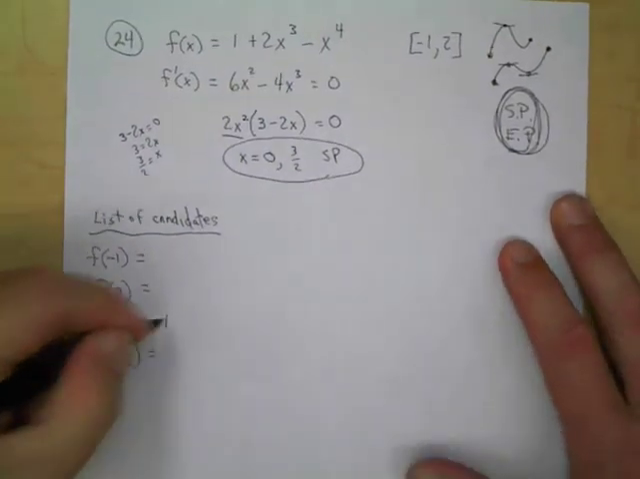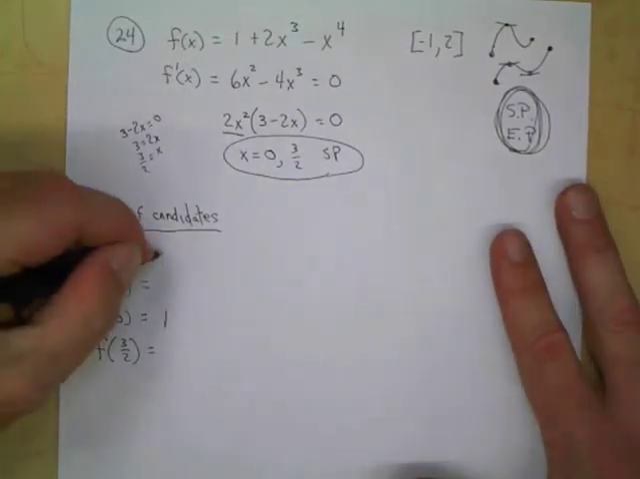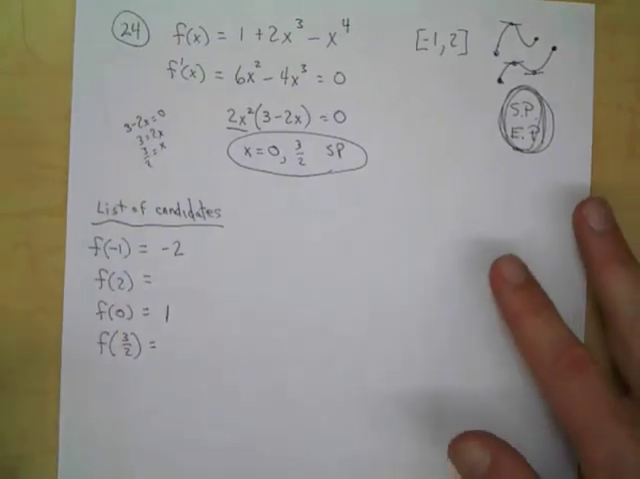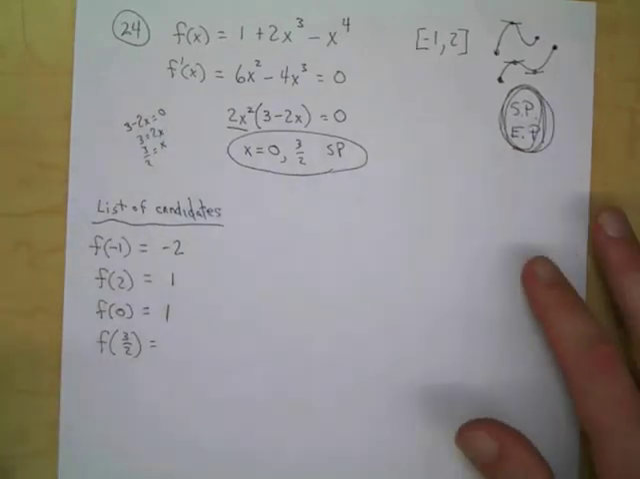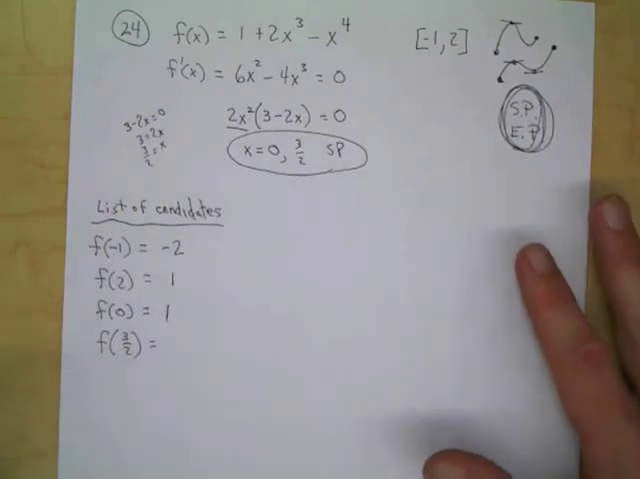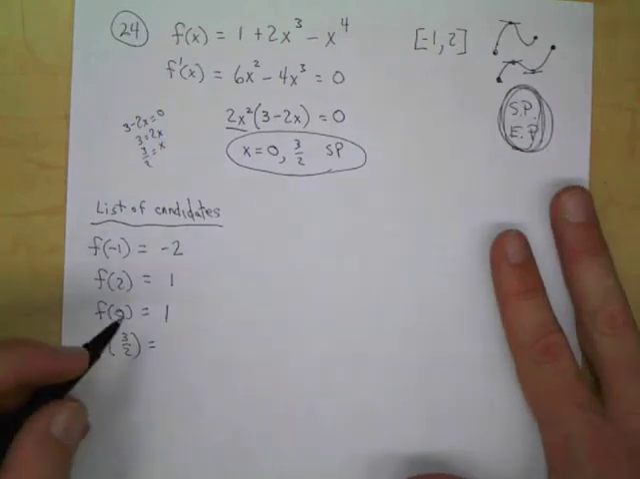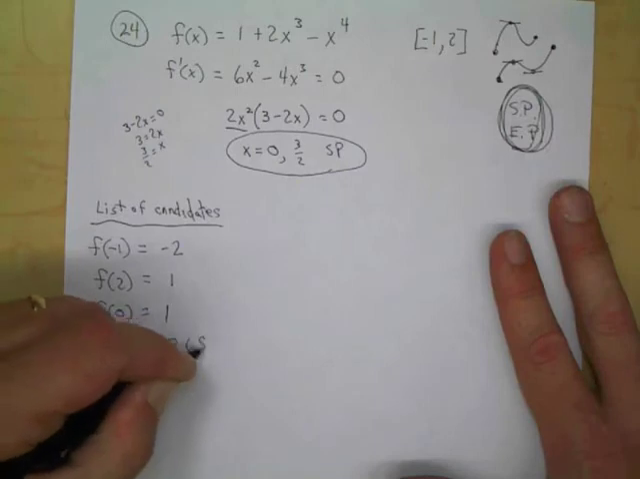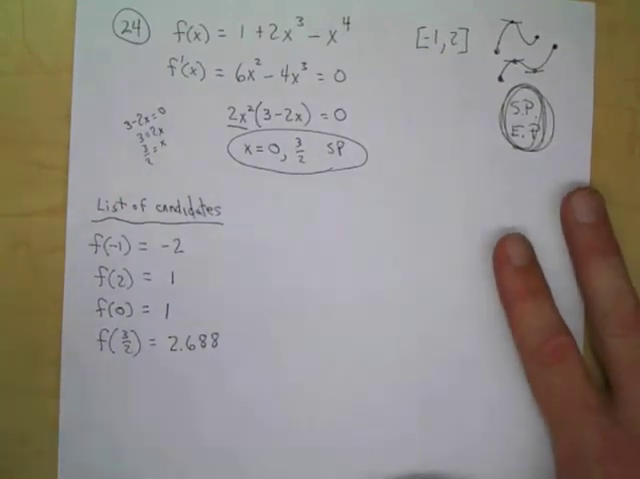All right, so what do we get when we put 0 in? I get 1. What do you get when you put negative 1 in? Negative 2. What about 2? 1? Really? Wow. Okay. What about 3/2? How much? 2. We have to go 3 decimal places. You agree with that? Somebody else agree with that?